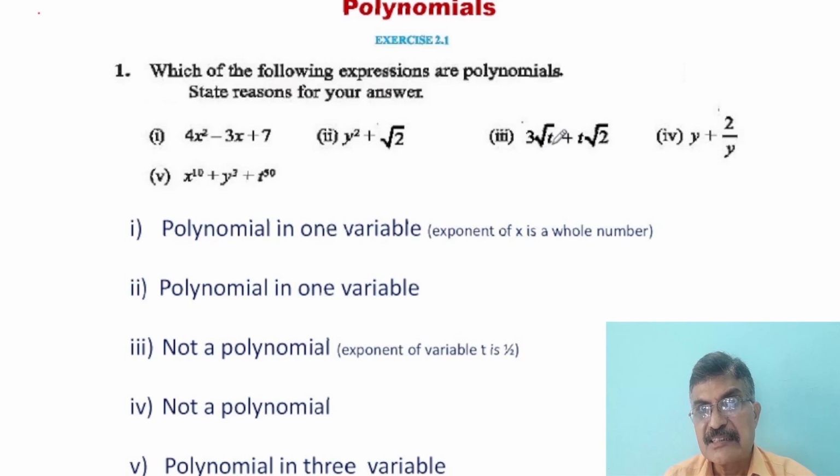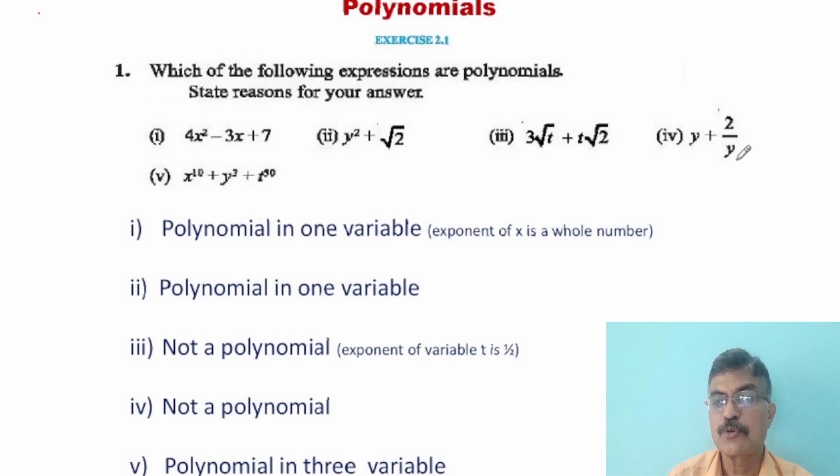Exponent of t here is root, that means 1 by 2. So it is not a whole number, so it is not a polynomial. Here the exponent is 1, but not all the exponents of the variable here are whole numbers. So it is not a polynomial.